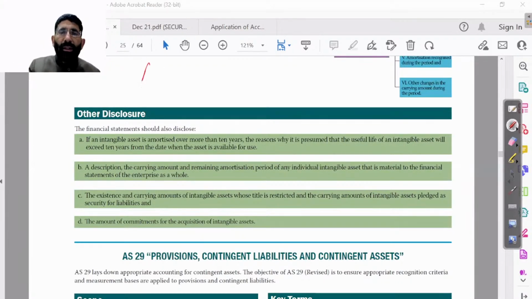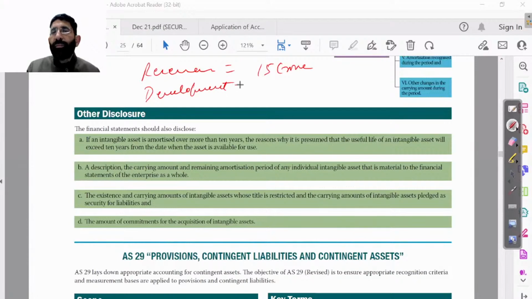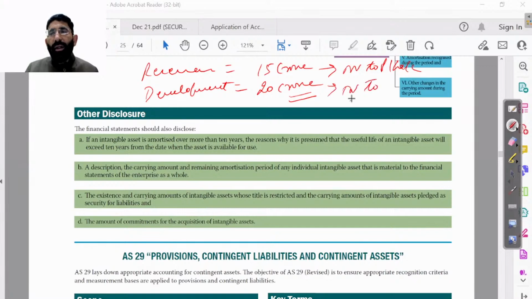He may tell you that research expenses are incurred worth rupees 15 crores for manufacturing of a product, that is an intangible asset, and development expenditures of rupees 20 crores are incurred on it. So how is it to be treated? We know it very well. The research expense is to be debited to the P&L account, and the development expenditure is to be debited to the intangible asset account. So this is a practical question which will come into your exam.